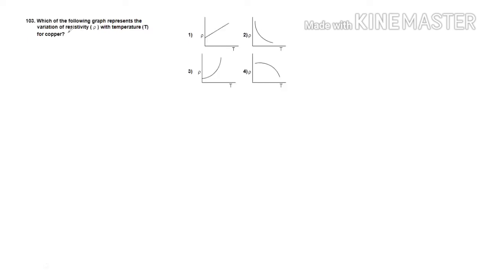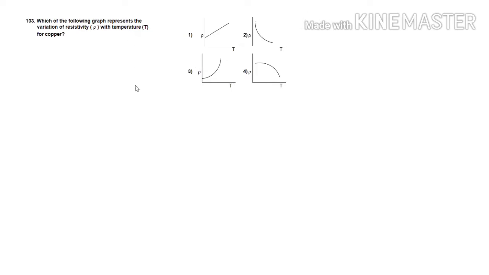Right. Now we will see the next question. Which of the following graph represents the variation of resistivity with temperature for a copper? So the resistivity of the copper wire varies with the temperature in a parabolic form. It will be parabolic in nature. So that means we can go with option 3. It is parabolic in nature. Right.